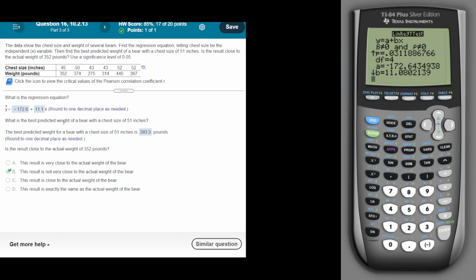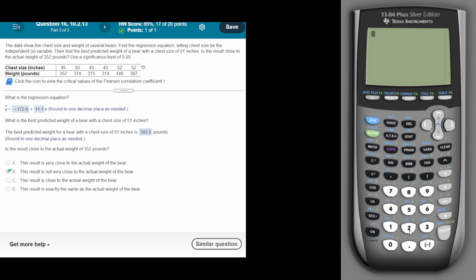Okay, is there a correlation? What is the best predicted weight of a bear with a chest size of 51 inches? Are we able to use our equation or not? What is the p-value? The calculator gives us a p-value up here, 0.03. We compare that with our significance level, 0.05. 0.03 is less than 0.05, so there is a correlation between the two. Because there is a correlation, we are allowed to use our equation. We just plug 51 into the x, and that gives you your answer.